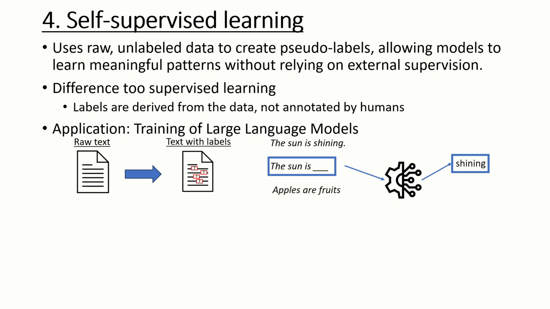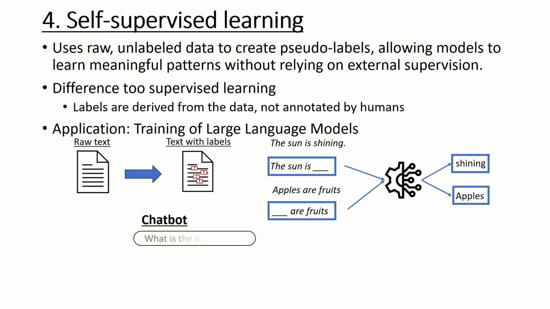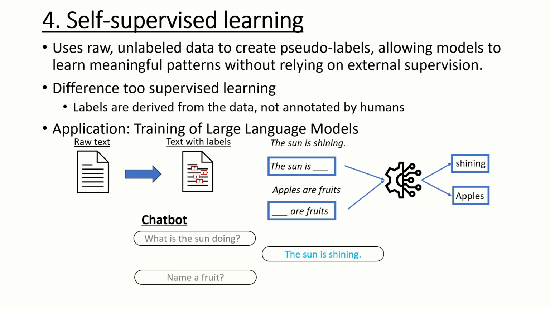Or for example, the sentence, "apples are fruits." So we get rid of the first word and use this as an input for a supervised learning task. And this is actually used in chatbots. So if you ask, "what is the sun doing?" it knows the sun is shining. Or name a fruit, it knows apples are fruits. So let me mention here that chatbots also use additionally reinforcement learning.